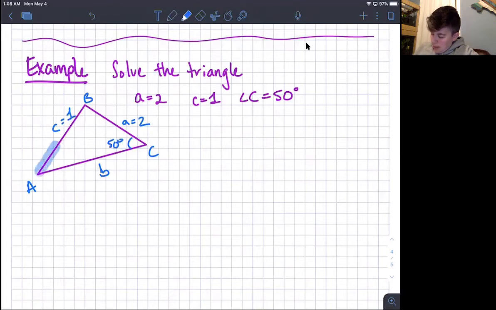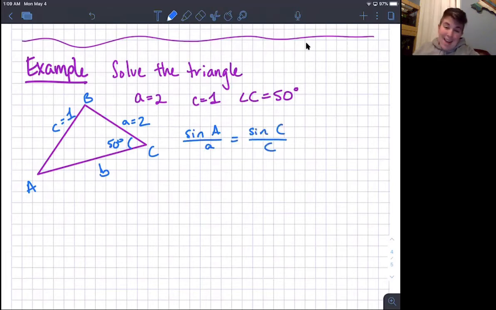Looking at that, I'm like, oh, I've got a side and an angle. Two sides next to each other and then the angle that's not inside, so that's an SSA. So I know this must be ambiguous. Let's start by finding angle A, because that is across from a side that I know. So I'll be able to do that. I'm going to say the sine of A over a equals the sine of C over c. I have to use C, I can't use B, because those are the things that I know.